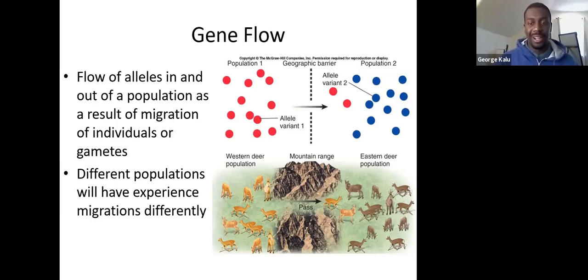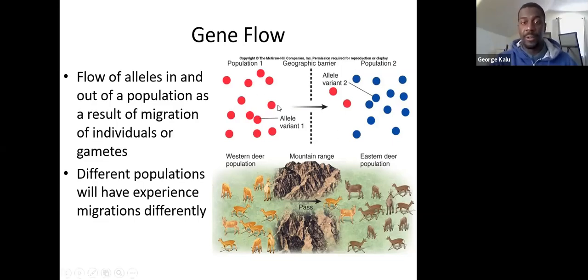Okay. All right, so the next one is gene flow. And so gene flow is just another way of talking about migration. In gene flow, what we have is alleles moving in and out of a population as a result of migration of those individuals.